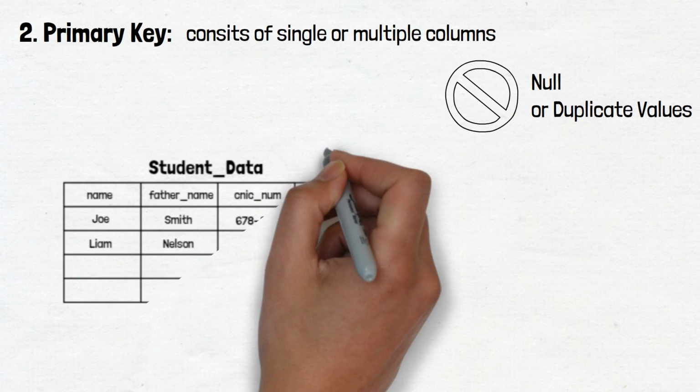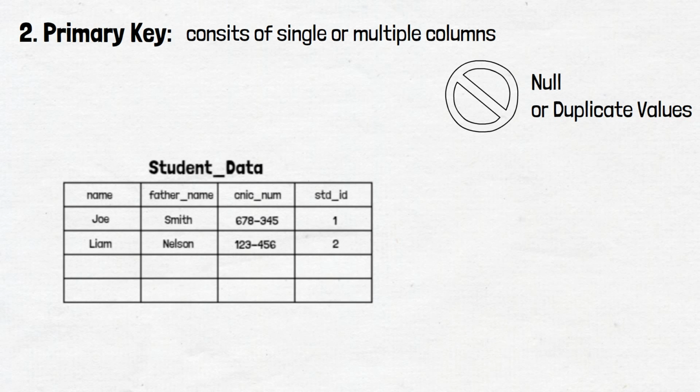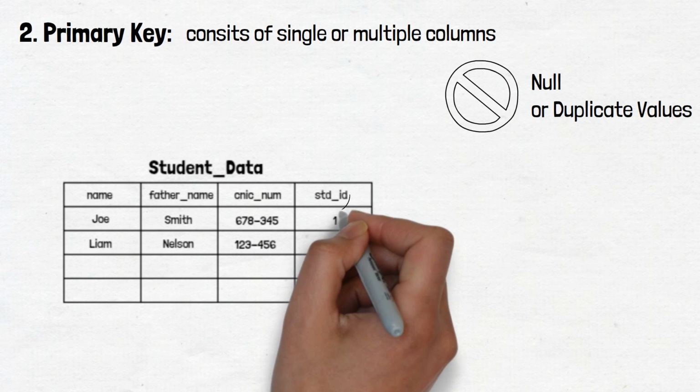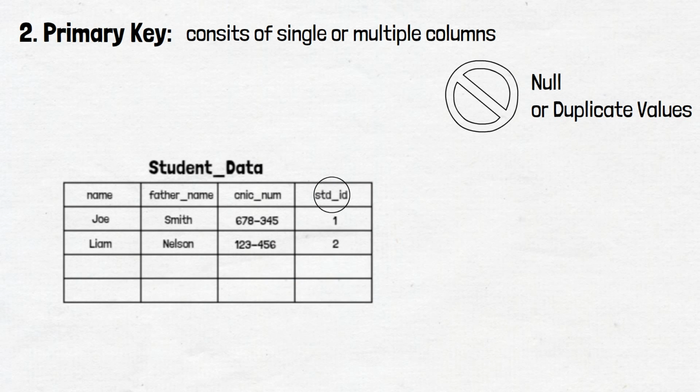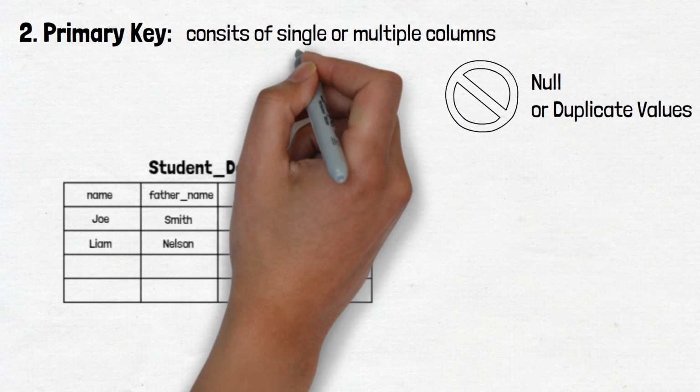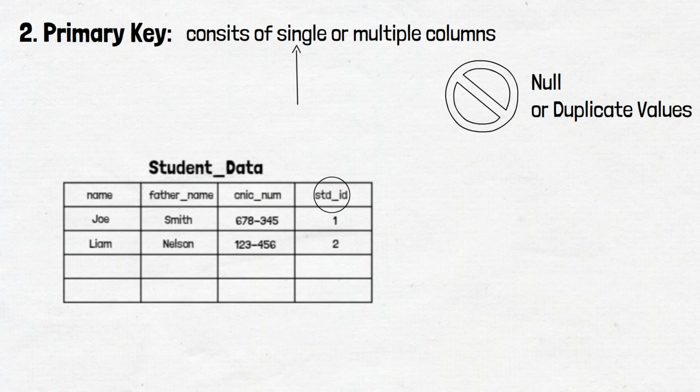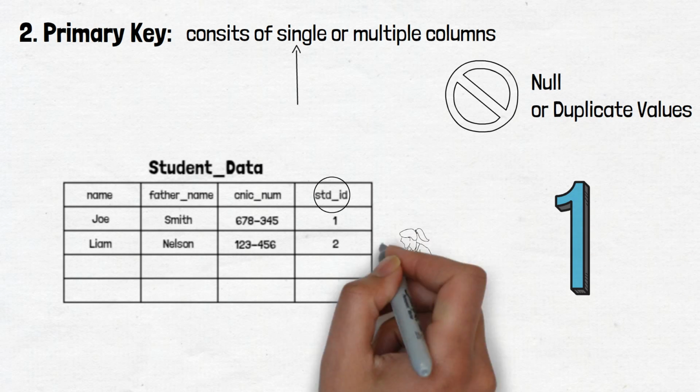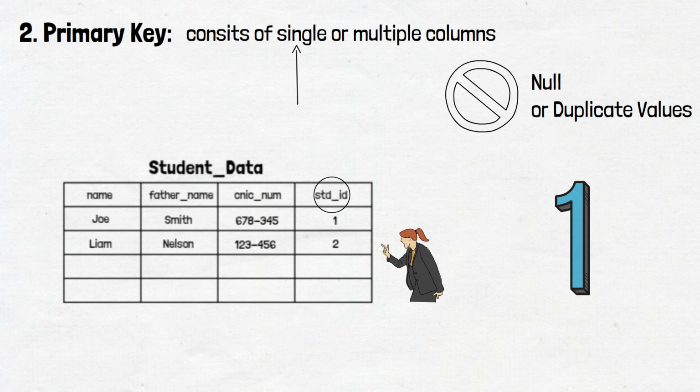Such as, in the example of table students_data we just discussed, student ID can be a primary key as it can uniquely identify a student. Although it's not compulsory for a primary key to consist of a single column, but it is preferred. A table can only have one primary key, but there can be multiple columns which are capable of uniquely identifying a row of a table, which takes us to our next type of key.